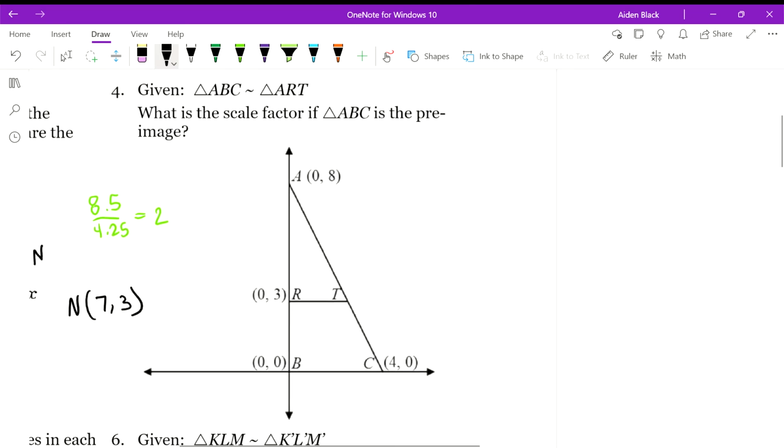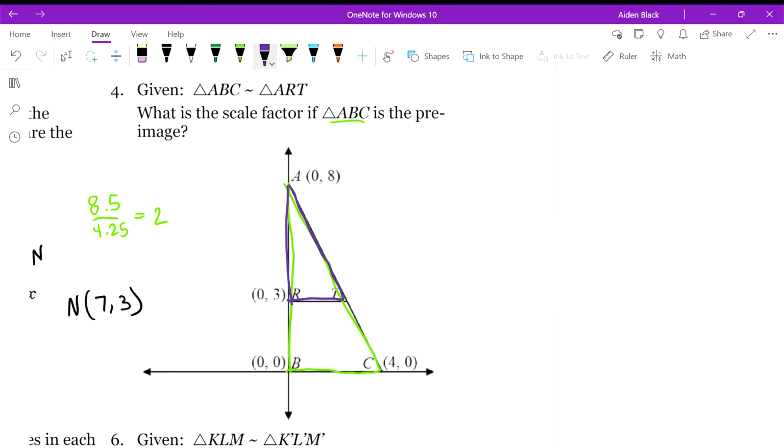Okay, let's look at this problem we also did in class. It's wondering what the scale factor is. Well, we're looking at ABC as the preimage, so it starts with the big one. And then we're going down to the small one, ART. Then we know that the scale factor is going to be less than 1 because the dilation is getting smaller.